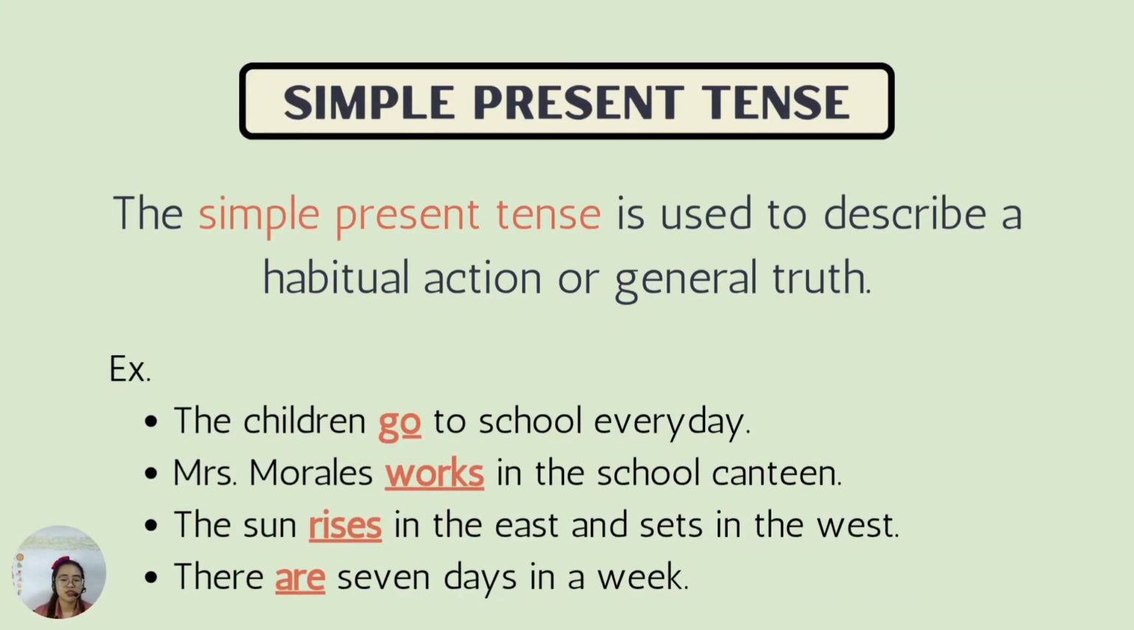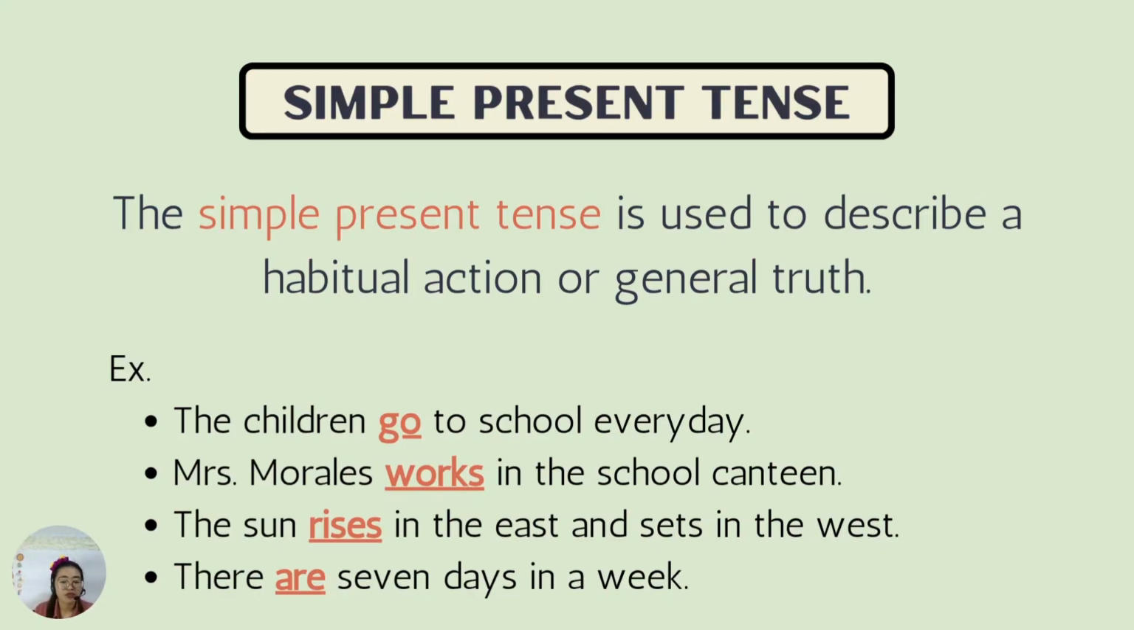The simple present tense is used to describe a habitual action or general truth. These are actions that happen regularly, every day, daily, and it also expresses general truth. For example, the children go to school every day. That is habitual, a daily activity, so we use simple present tense.